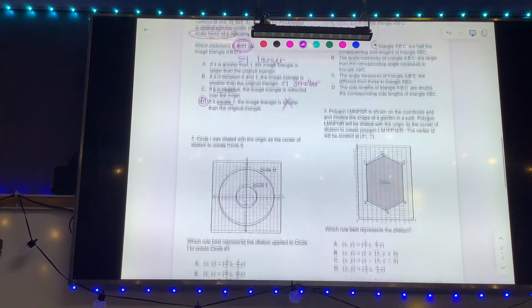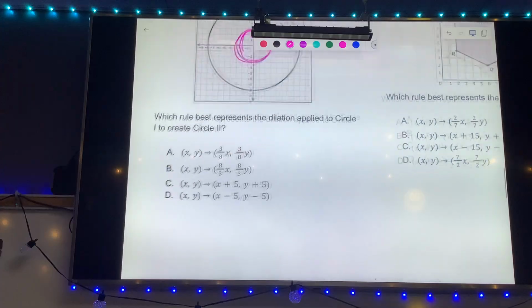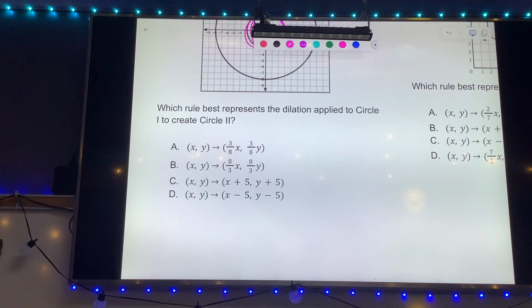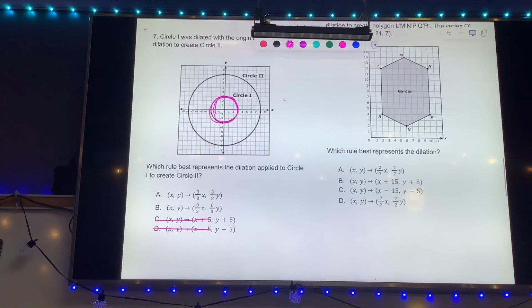Number 7. Circle 1 was dilated with the origin as the center of dilation to create circle 2. So my original is 1. And look at our answer choices. Which one of those do not mean dilation? C and D, those are translations, they are sliding. So get rid of those, then you have less to choose from.